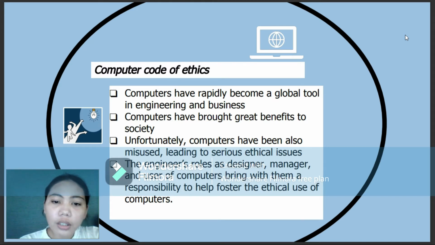The engineering roles as designers and managers who use computers bring them a responsibility to help foster the ethical use of computers. Engineers have a special obligation to ensure the safety of the objects that they produce. The computer professional shares this special obligation to guarantee the safety of the public and improve the quality of life of those who use computers and information systems.